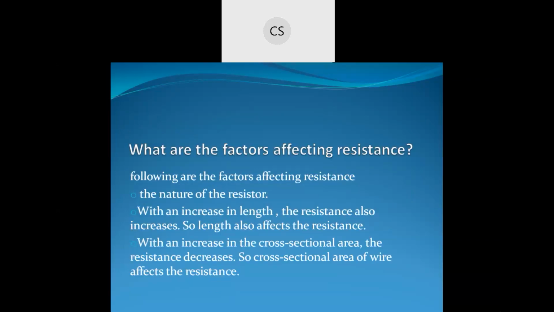What are the factors affecting resistance? Following are the factors affecting resistance. Number 1, the nature of the resistor. Number 2, with an increase in length, the resistance also increases, so length also affects the resistance. Number 3, with an increase in the cross-sectional area, the resistance decreases, so the cross-sectional area of the wire affects the resistance. Arrangement diagram.